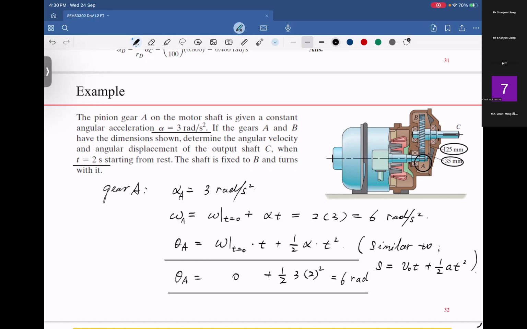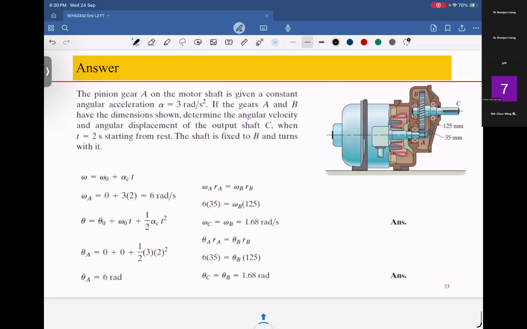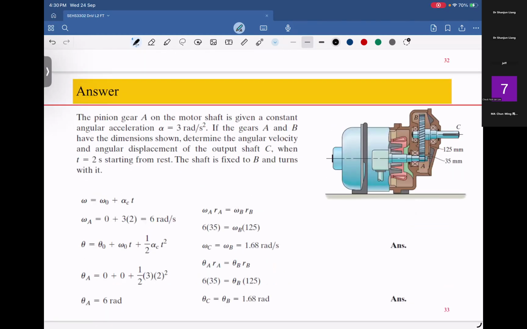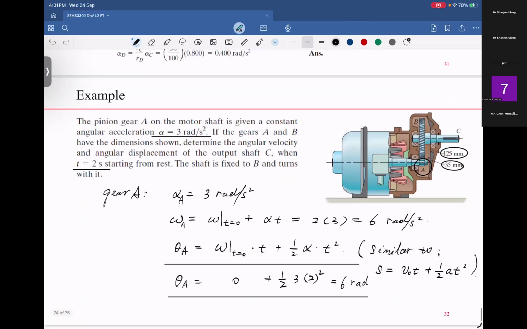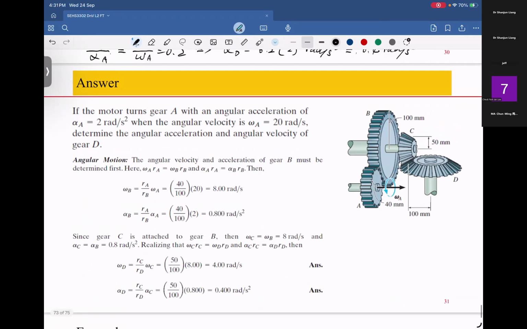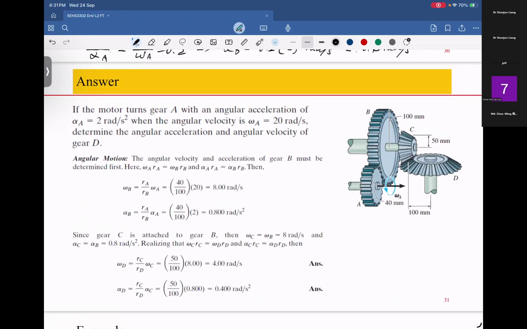And the ratio is the same. Theta C over theta A is RA over RC. Okay, they are all in the same ratio, just do it with the same ratio. Okay, that's it. Any questions for this part? If no, we switch to the next part.